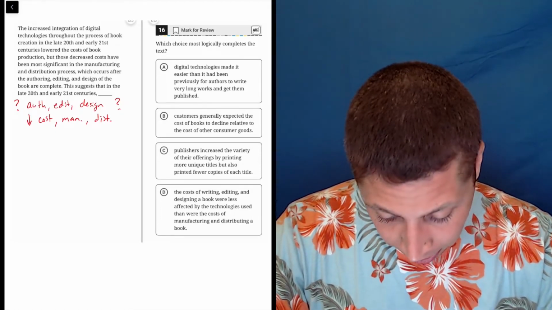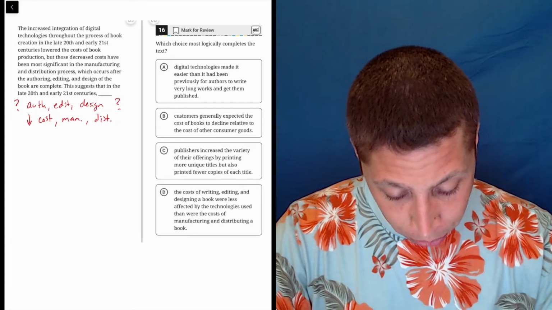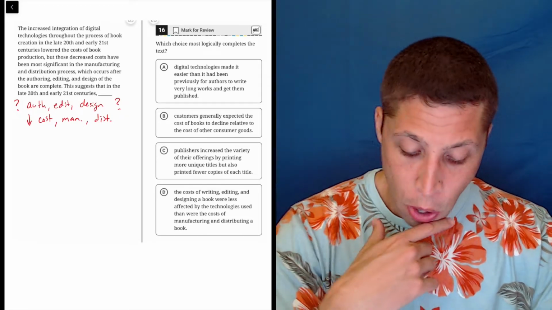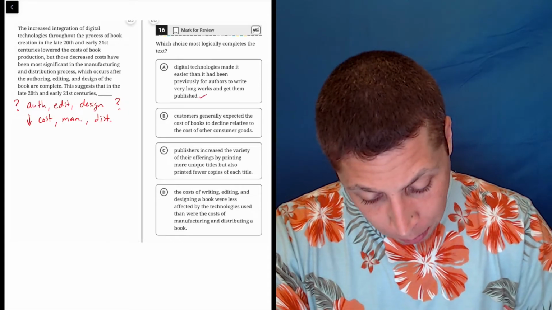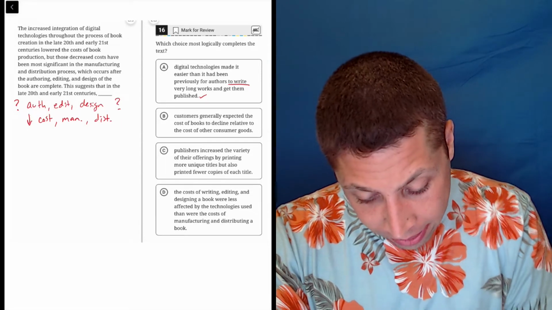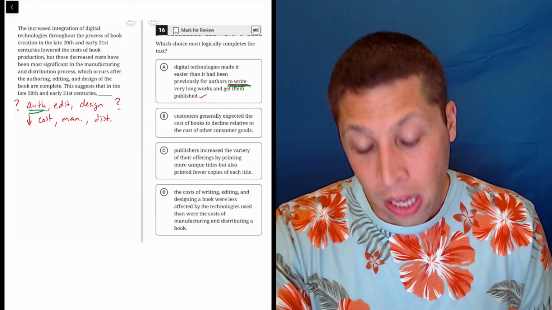So choice A, this suggests that digital technologies made it easier than it had been previously for authors to write very long works and get them published. Well, the publishing part maybe is right. I'm okay with that. But the writing part, notice that's here. That's in the authoring stage, right? Writing is authoring.